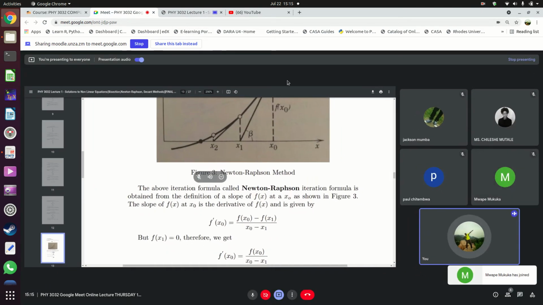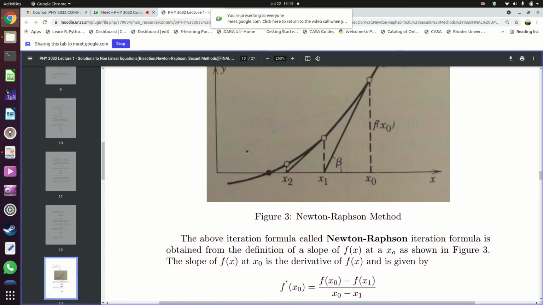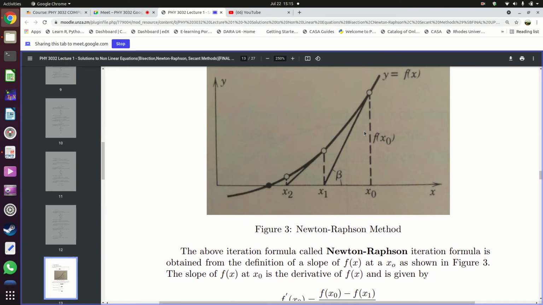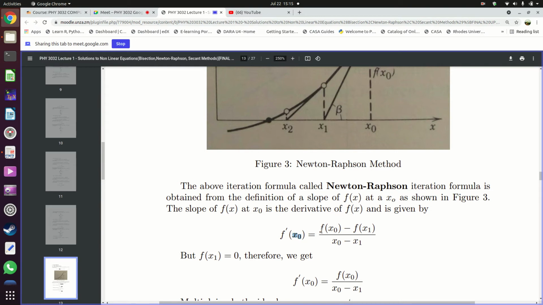So our slope is going to be equal to, we're looking for the slope at this point, at x naught. So our slope at x naught with our tangent is just the derivative in this case. So the slope of the function f of x at x naught is just the derivative of this particular function.